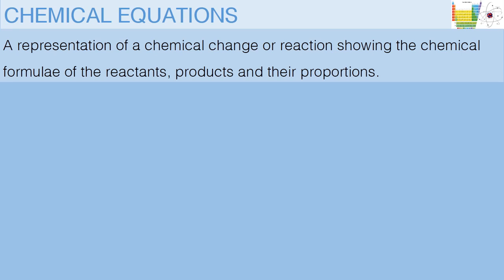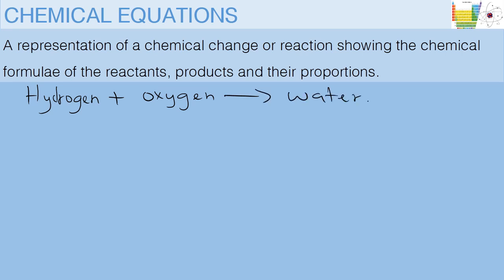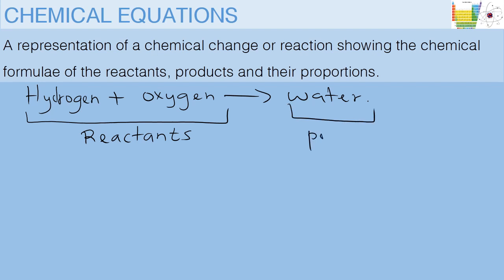Let us begin with the common example that we already know of hydrogen reacting with oxygen to give us water. Now, hydrogen and oxygen are known as the reactants, while water is the product.